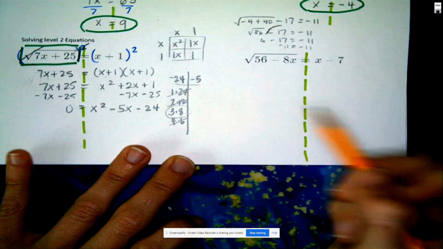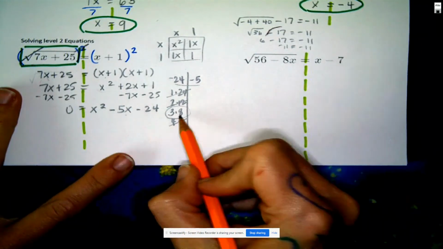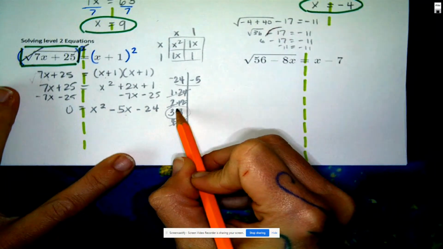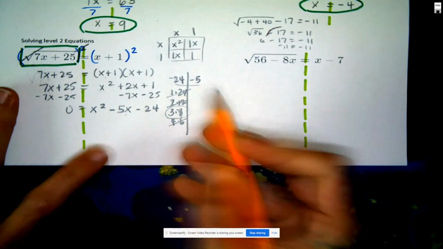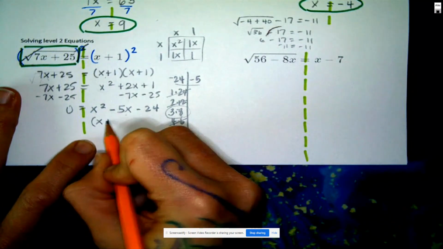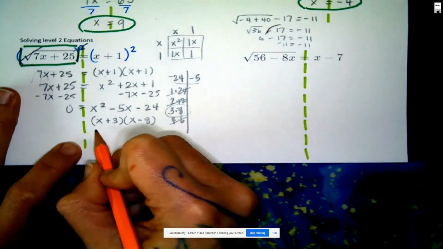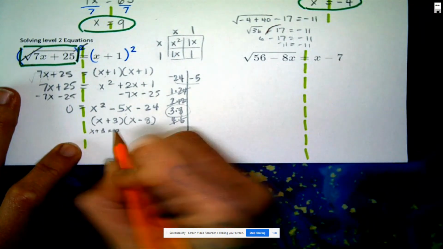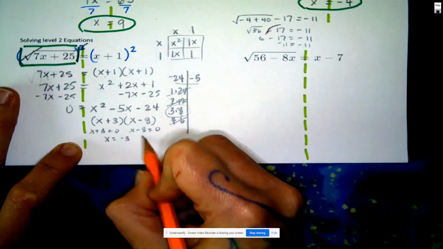3 and 8, though, if I put those together, we want it to multiply to be a negative, so only one can be negative, because a negative times a negative gives a positive. And we want it to combine, so where our b value is negative, which means the biggest guy needs to be negative. Negative 8 plus 3 would give me negative 5. Negative 8 times 3 would give me negative 24. So we have x plus 3, x minus 8. Set those equal to 0 and solve. So x is going to be a negative 3 and x is going to be 8.